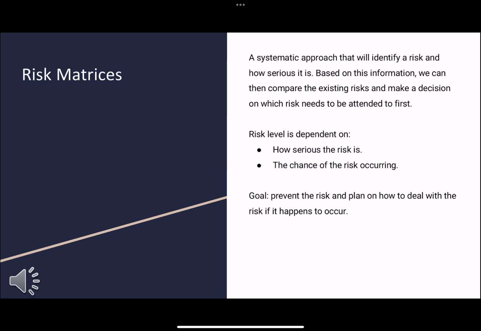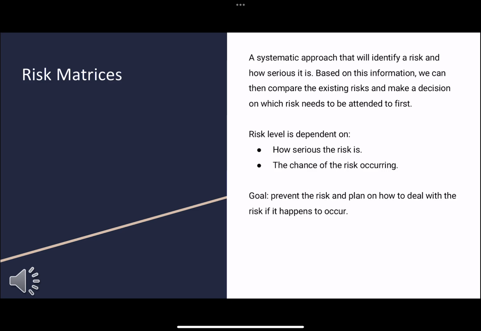A major challenge in healthcare organizations is how to determine which risks they should attend to first. Therefore, they use risk matrices, which are a systematic approach that will identify a risk and how serious it is. Based on this information, we can then compare all the existing risks and make a decision on which risk needs to be attended to first.